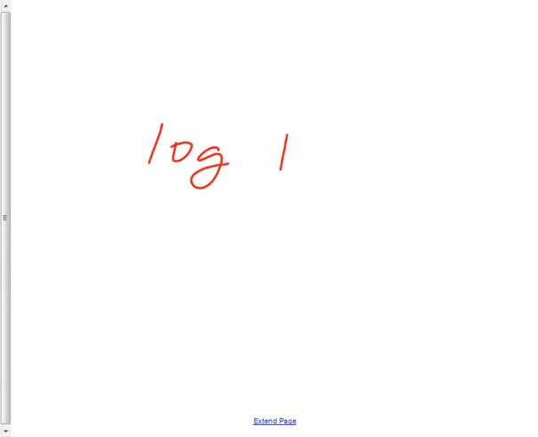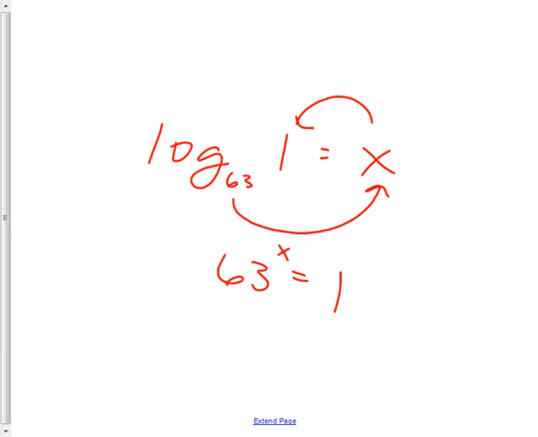All right. What's log base 63 of 1? 0. And yes, you could take a while, figure this out. Go, this equals x, that to the that equals that. This is the slow way, but it works. Oh, this has to be 0. Okay.